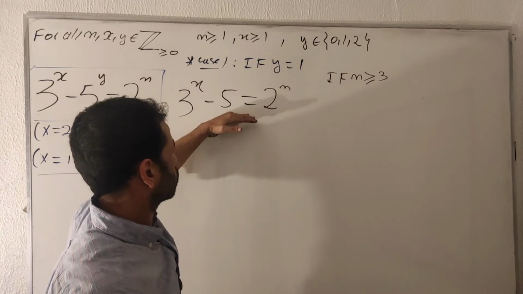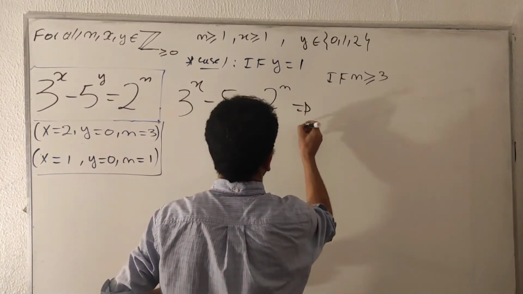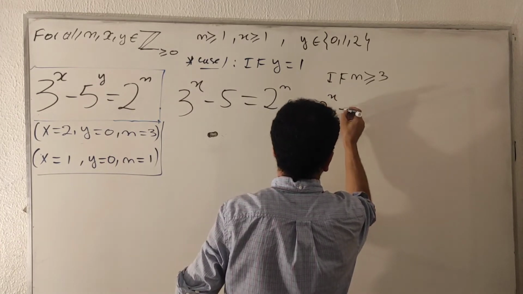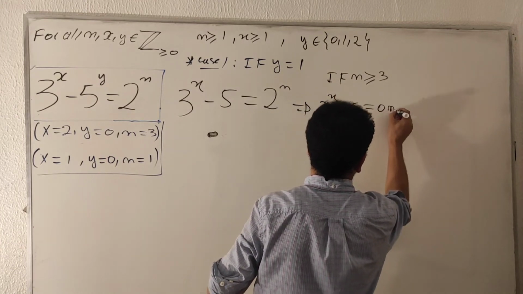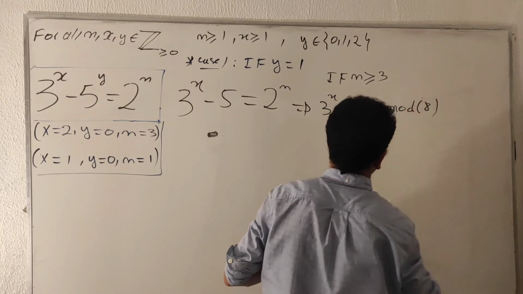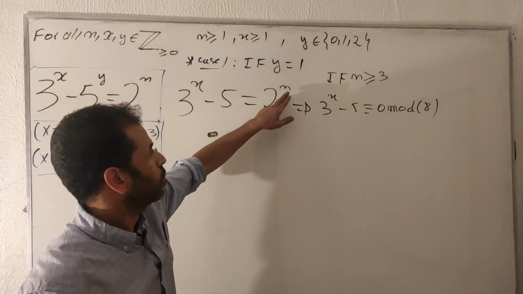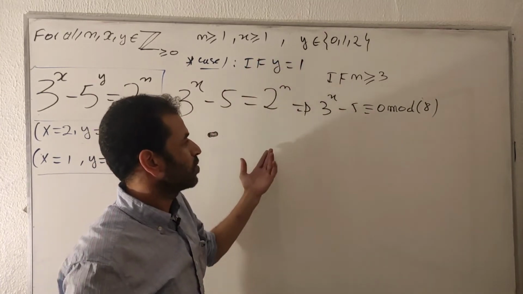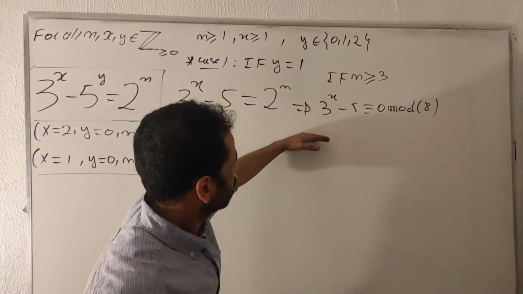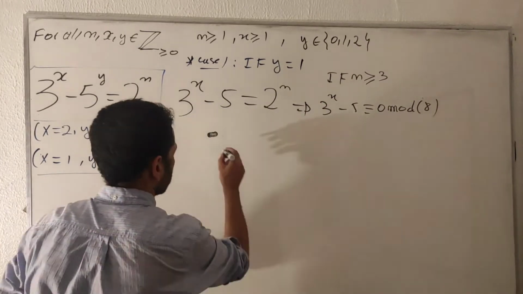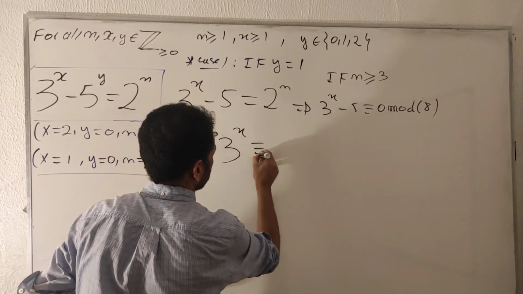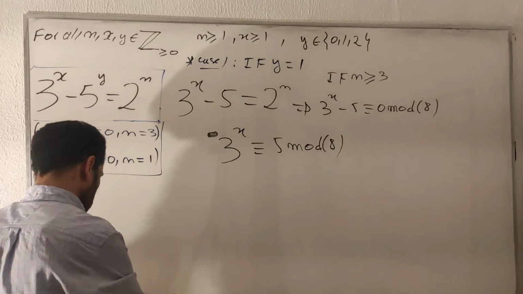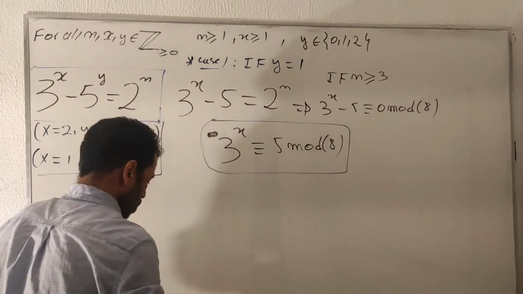So let's reduce this one mod 8. So I get here 3 to the x minus 5 is congruent to 0 mod 8, because I get 2 to the 3 as a minimum value here, 2 to the 4th, 2 to the 5th, all of those are divisible by number 8. So let's take this minus 5 to the right. I get 3 to the x is congruent to 5 mod 8. So I have ended with this nice expression.